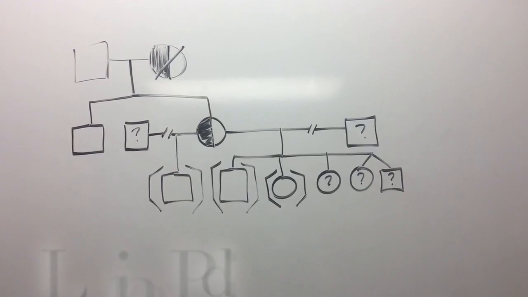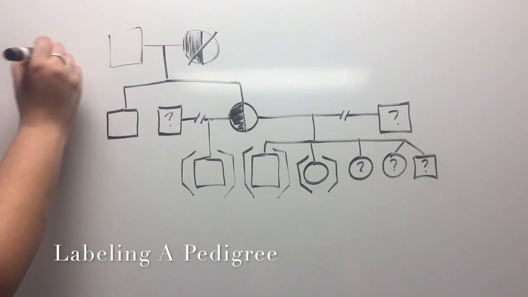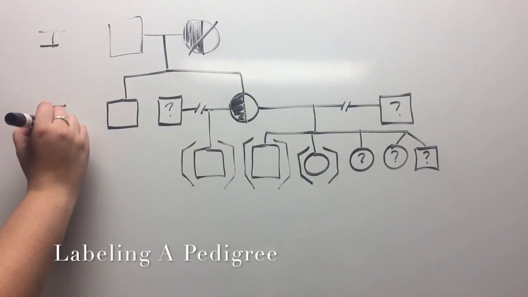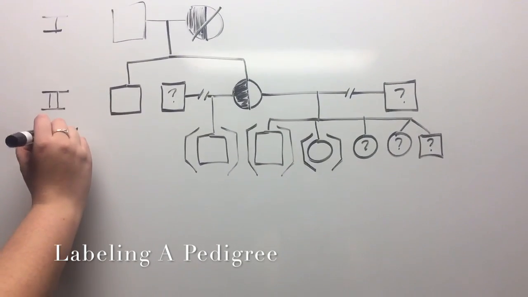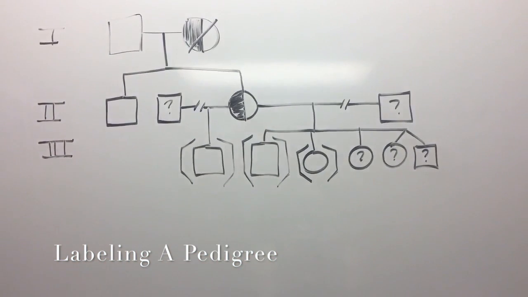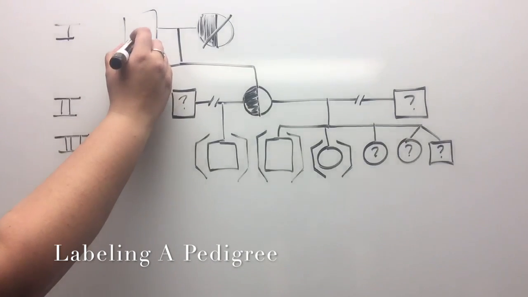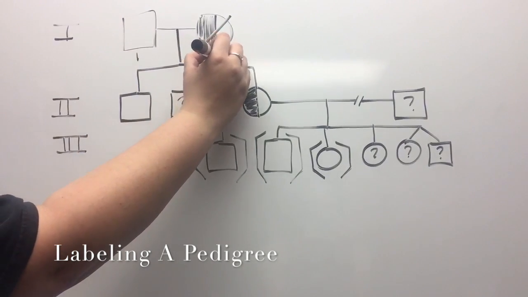Now we will be moving on to how to label a pedigree. The generations are labeled by Roman numerals, starting with 1 at the top and moving down progressively. Then, across each generation, from left to right, they are labeled by Arabic numerals, and typically the oldest in the generation is on the left.